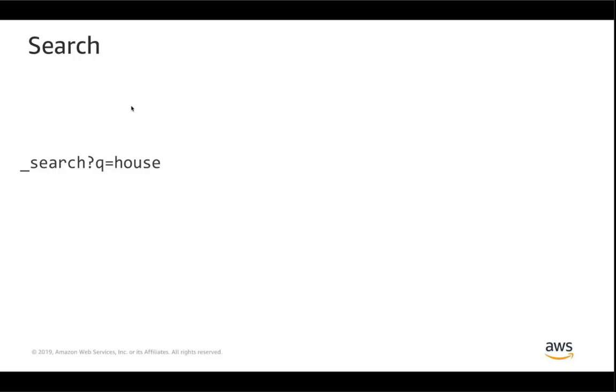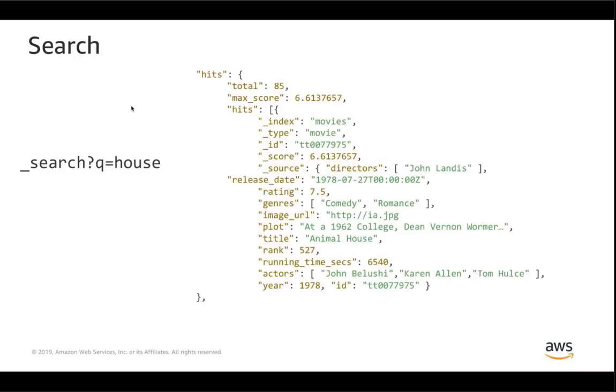So imagine that we have the IMDb database that has movies that span decades, and we just wanted to see what movies would come back if we just had the search term house, right? So here's what a snippet of a result set back from a search engine would look like. We would see the hits, right? 85 total, right? The max score would be 6.6. And then we would see a nested structure of documents that contain the information for the most relevant movies. In this case, Animal House happened to be the most relevant movie based on the search term house.